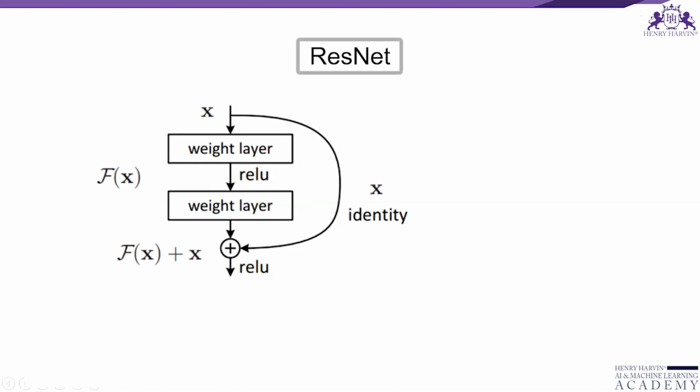So what is happening here? Now the output function will be f of X plus X, right? So the identity is X. What is the advantage of doing this? So one argument is that it learns identity functions better.